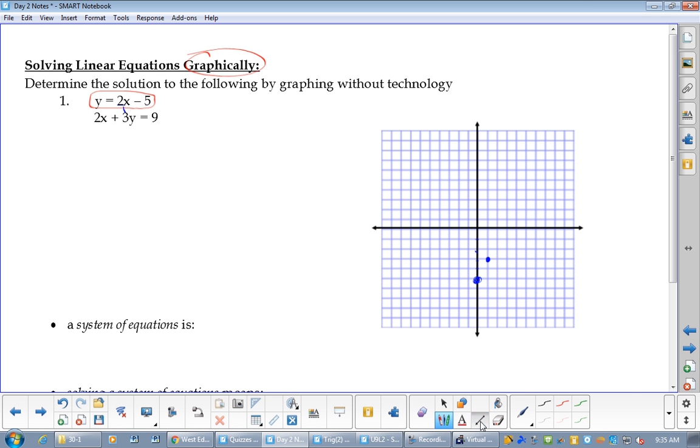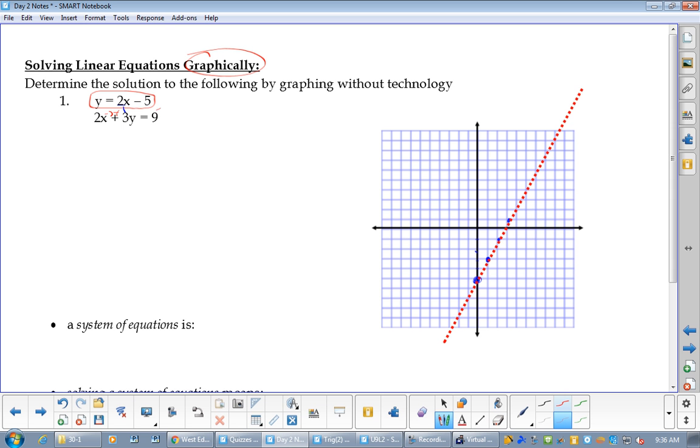And this is where a ruler comes in handy. I like to actually go up 2 over 1, up 2 over 1, really get a nice consistent pattern going so I do a better job of drawing my line. Now, the second one is not so nice to work with at this point. So what should I do first to get it into the form I like?